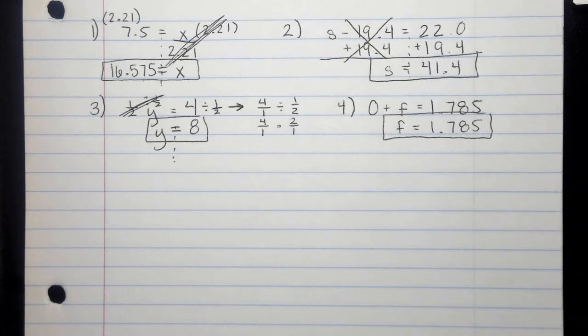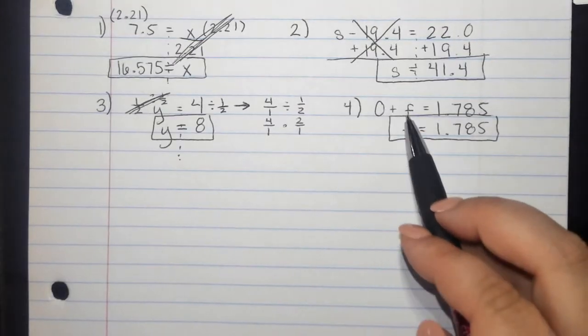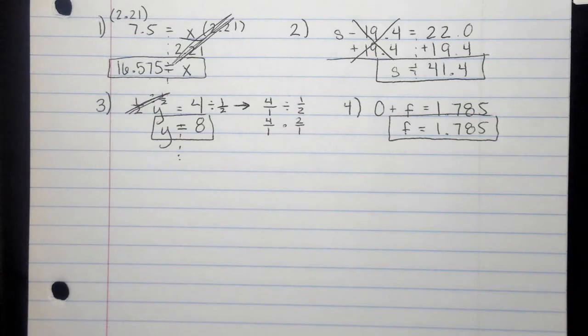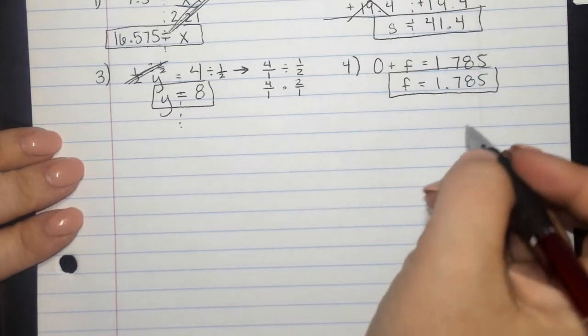Well, it's not nothing. It is whatever it was you were adding. So like 0 plus 3 is 3. 0 plus 11 is 11. 0 plus f is f. Okay? All right, number 5.